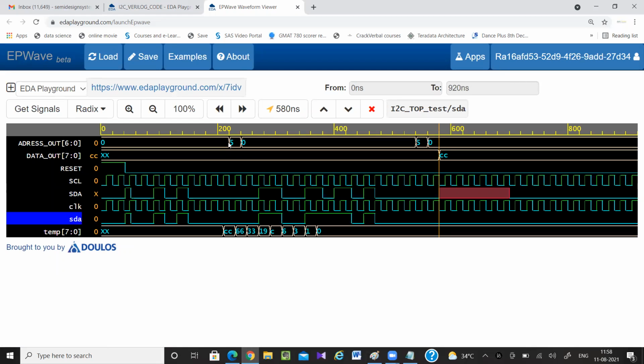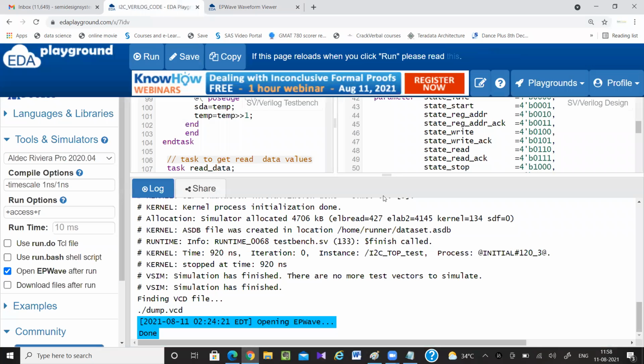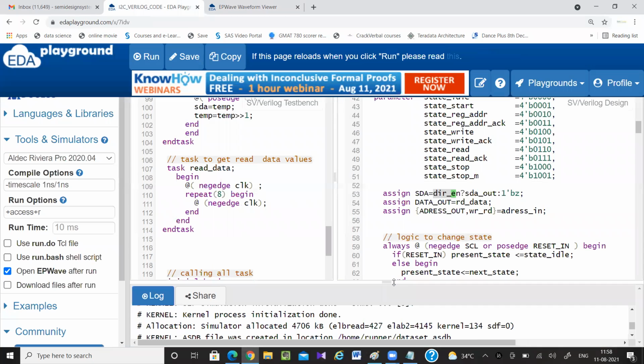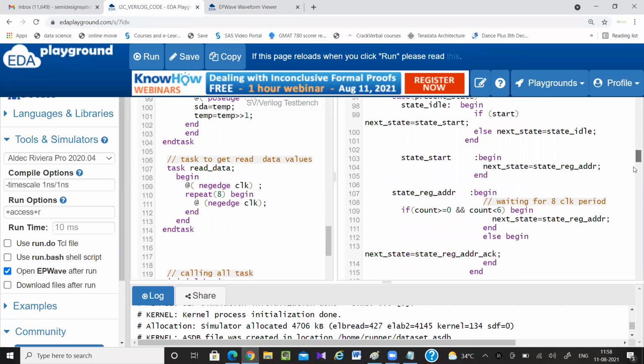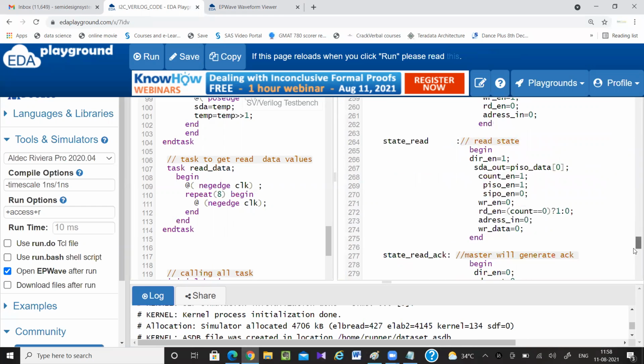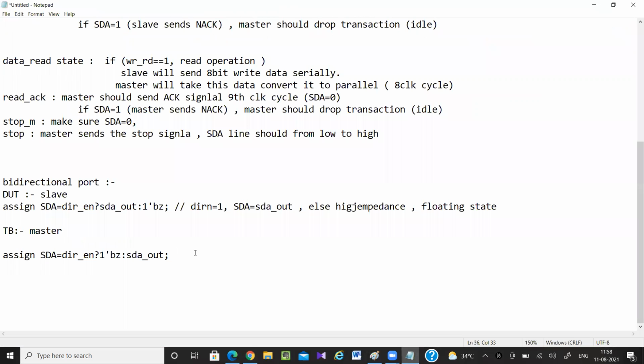But this is only for 2 values I have checked. So you can take $random and check it. Just try it once. If you're facing any point, ma'am, why this line I'm not getting, I will explain. And two more things you just go through.